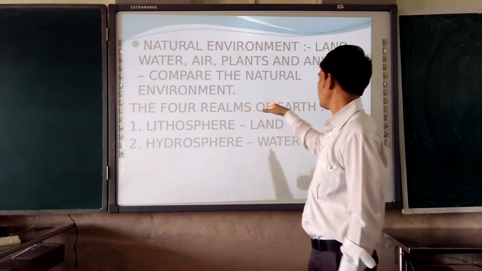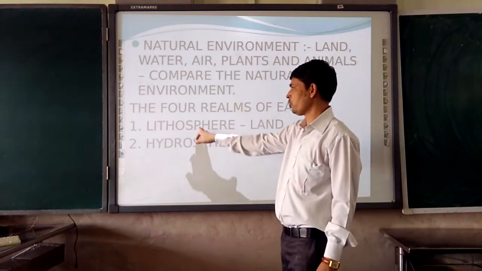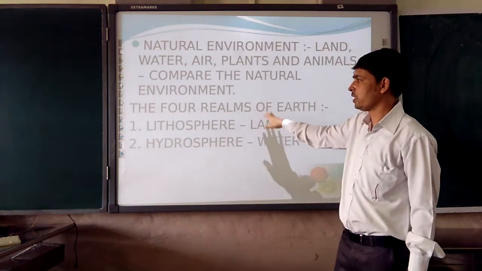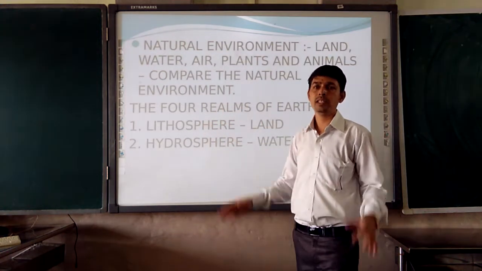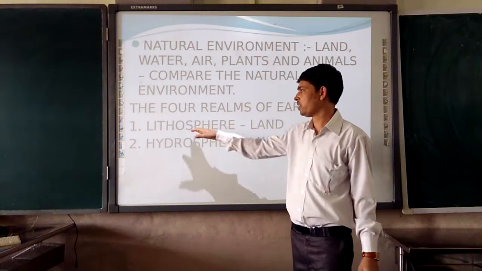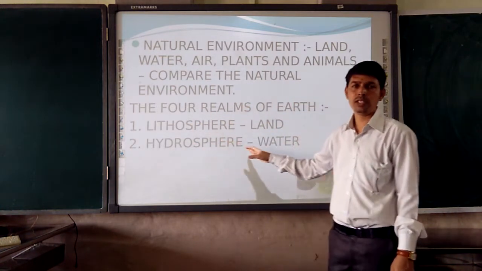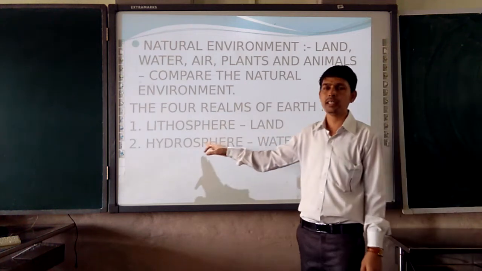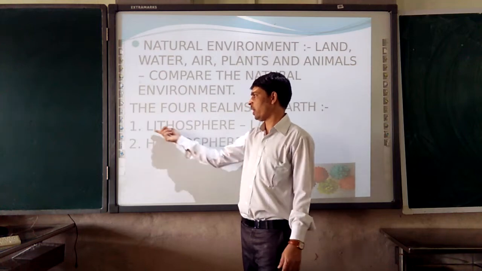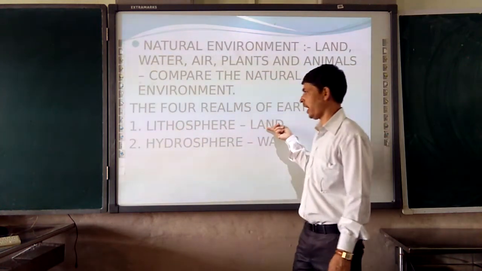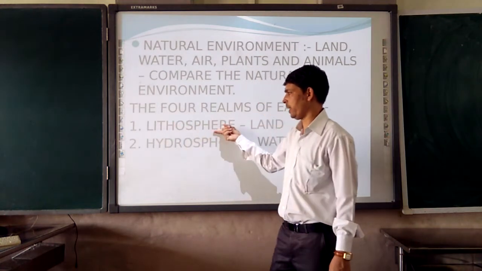So the 4 realms of Earth: lithosphere, hydrosphere. The sphere which consists of land is called lithosphere. The land pieces, the rocks, the mountains and all are called lithosphere. What is hydrosphere? The sphere which consists of water is called hydrosphere. The word hydro means water. The word litho means land. So lithosphere means land sphere.